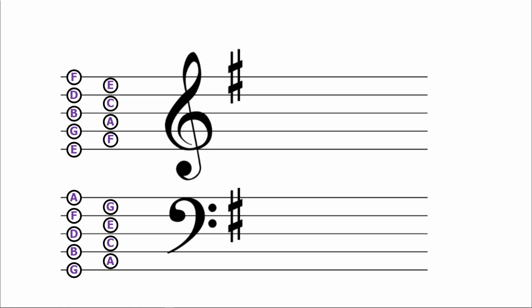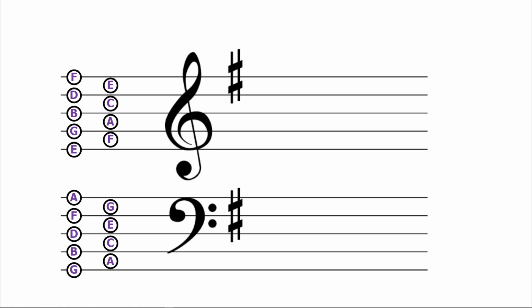Hi there. By the end of this video, you'll learn what questions you can ask to figure out the name of this major key signature. If this is not your first key signature video, try your best to see what the name of the key signature is before I reveal its name at the end.